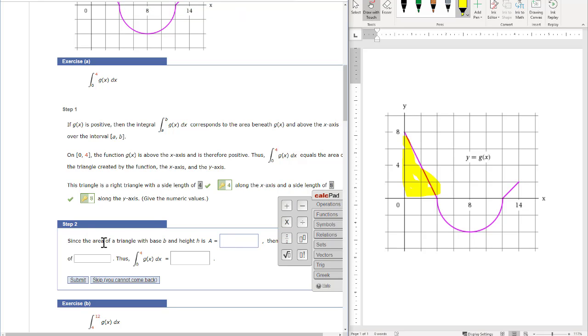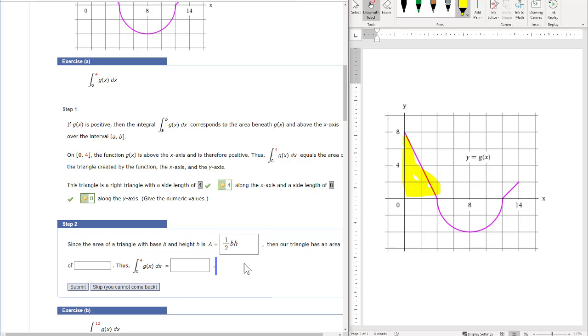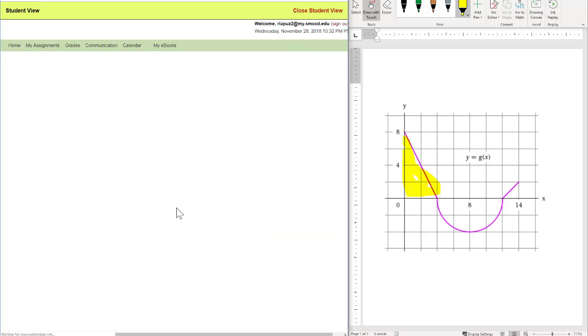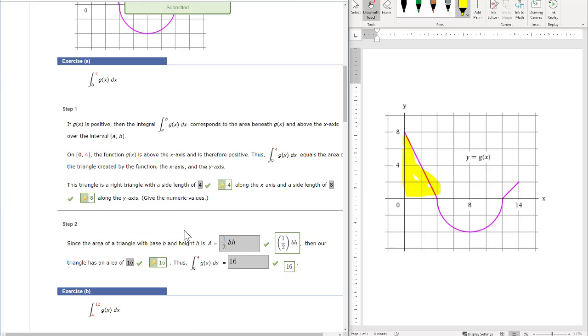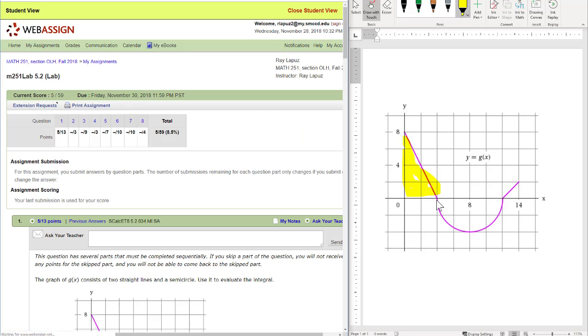Now the area of a triangle is 1/2 base times height. Then the triangle has an area of 1/2 times 4 times 8. So 4 times 8 is 32, divided by 2 is 16. So thus this integral is going to be equal to 16. So that part's complete.